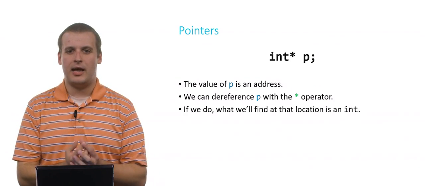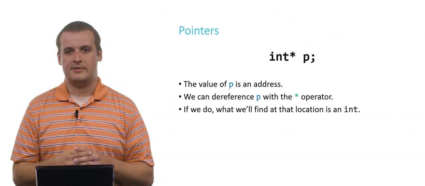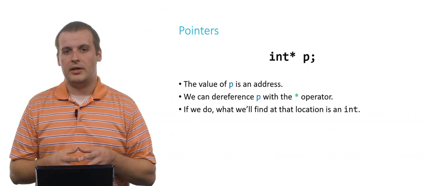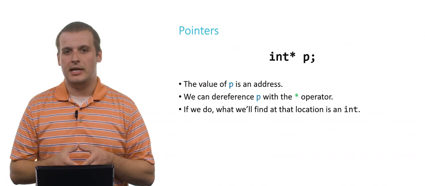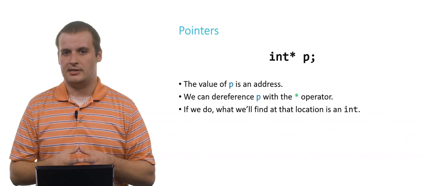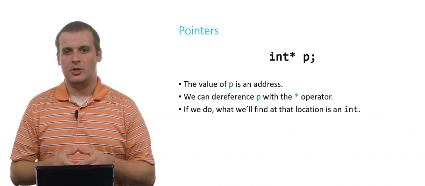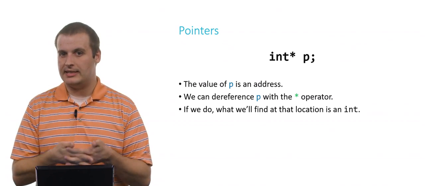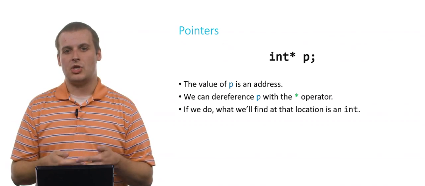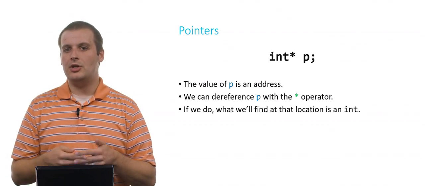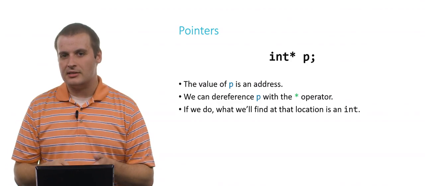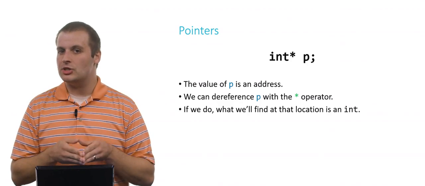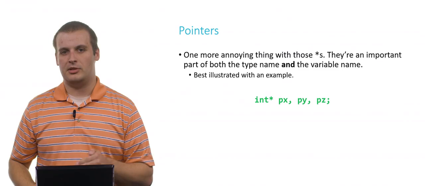So let's come back now and take a look at the overall syntax of the situation. If I say int star p semicolon, what have I just done? What I've done is this. I know that the value of p is an address, because all pointers are just addresses. I can dereference p using the star operator. In this context here at the very top, recall, the star is part of the type. int star is the data type. But I can dereference p using the star operator. And if I do so, if I go to that address, what will I find at that address? I will find an integer. So int star p is basically saying p is an address. I can dereference p, and if I do, I will find an integer at that memory location.